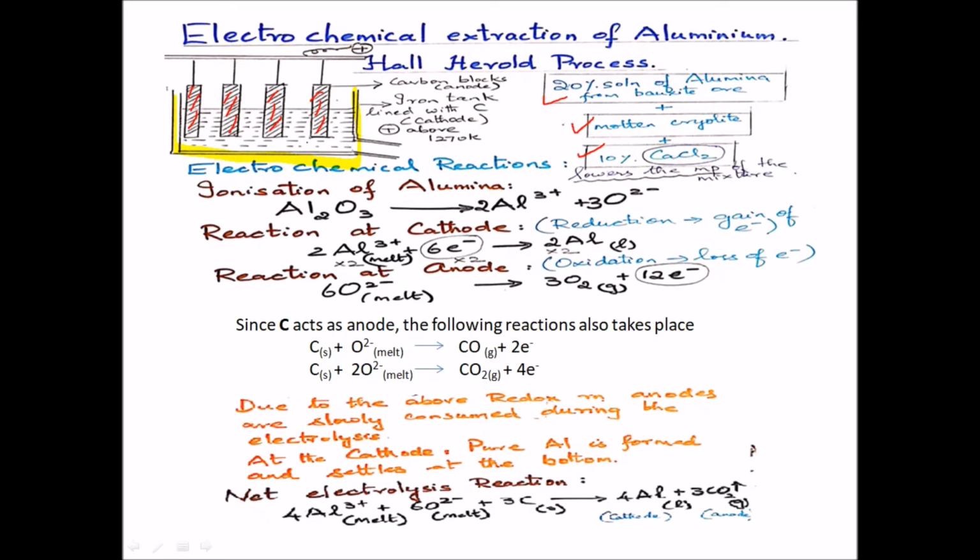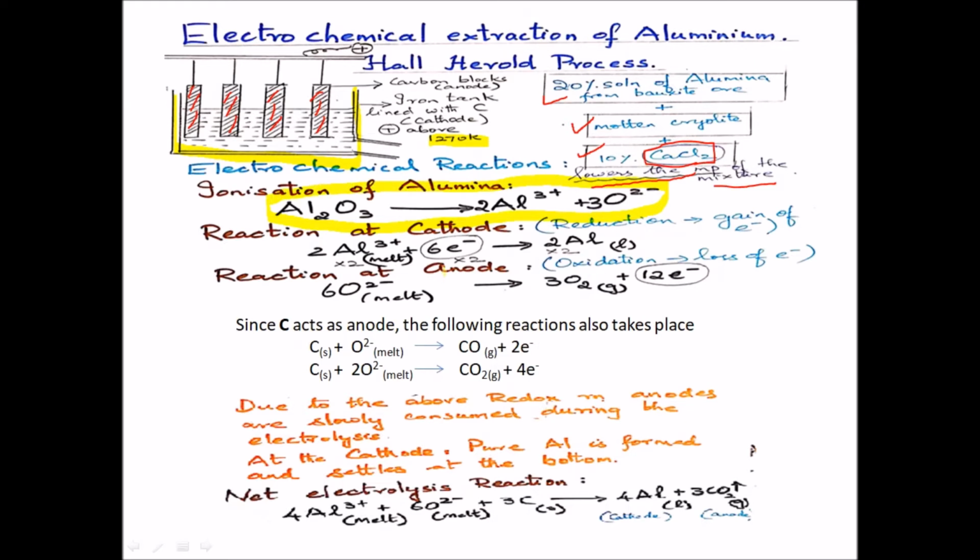The reason why calcium chloride is added to this molten solution is because calcium chloride lowers the melting point of the mixture. The fused mixture is maintained at a temperature above 1270 Kelvin, and chemical reactions take place in this process. The ionization of alumina first is represented here. Alumina, which is Al2O3, gets split up into 2Al3+ and 3O2- during this electrolysis process.